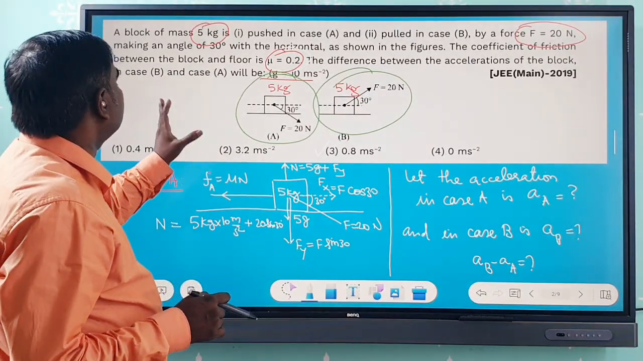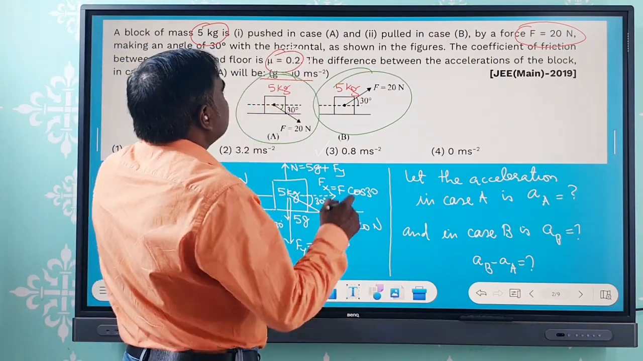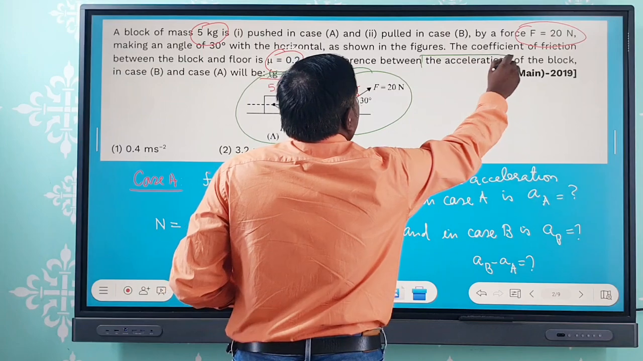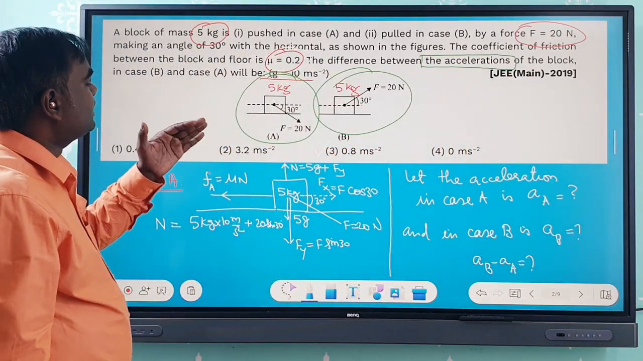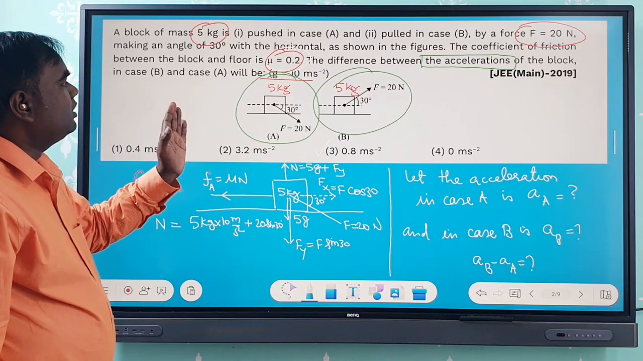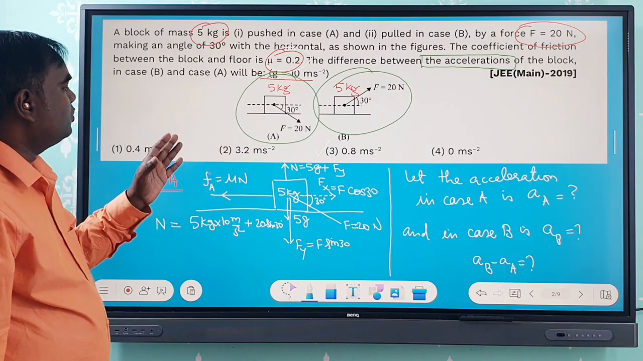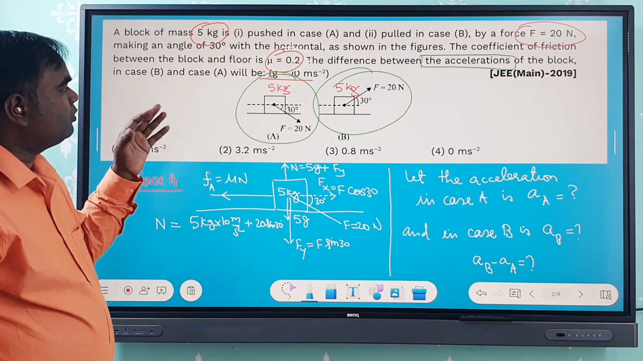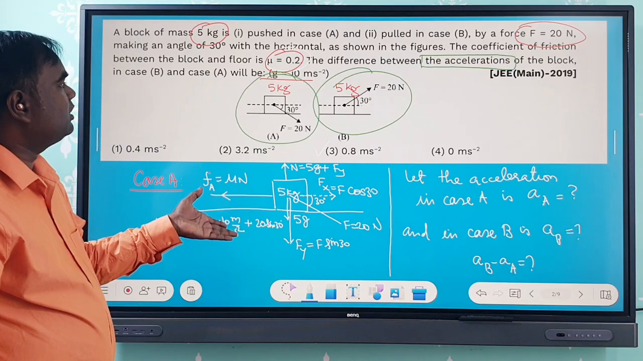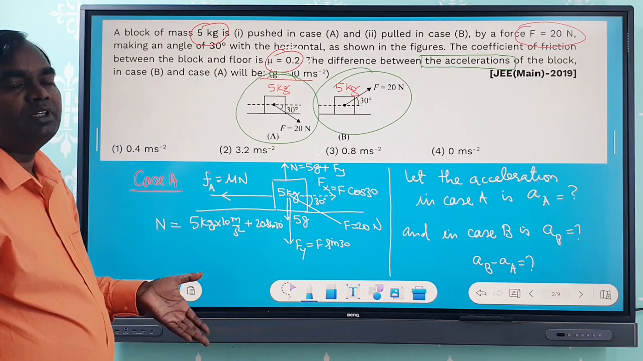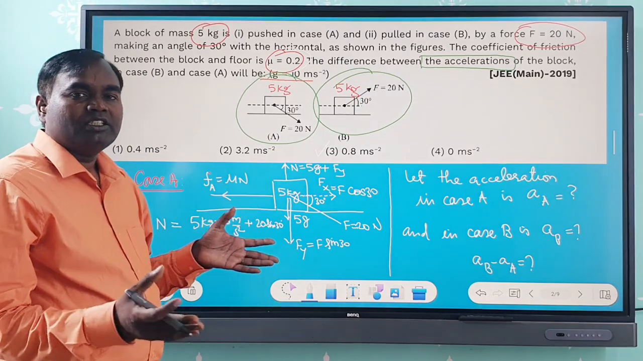So initially I thought that there is some balancing, but since the acceleration is asked, then you can think that since force is acting, this force will drag and will cause the body to move, and hence the acceleration. So you have to calculate the net force acting on the body, and that will give the answer in terms of the acceleration.